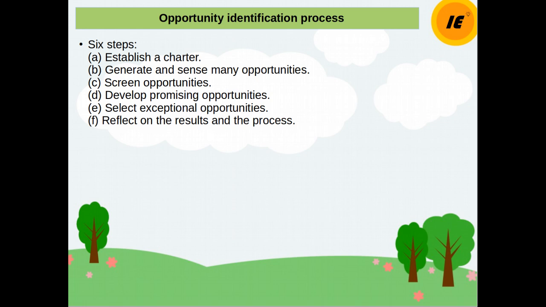So the first step is to establish a charter, and the second step is to generate and sense many opportunities. The third step is to screen opportunities. The fourth step is to develop promising opportunities. The fifth step is to select exceptional opportunities, and the last step, the sixth step, is to reflect on the results and the process. Now we will go through all these steps one by one and discuss them in more detail.